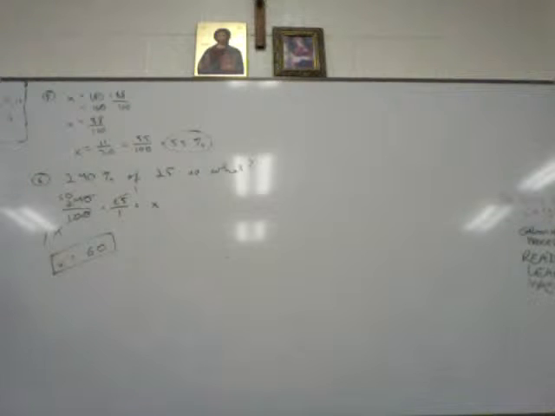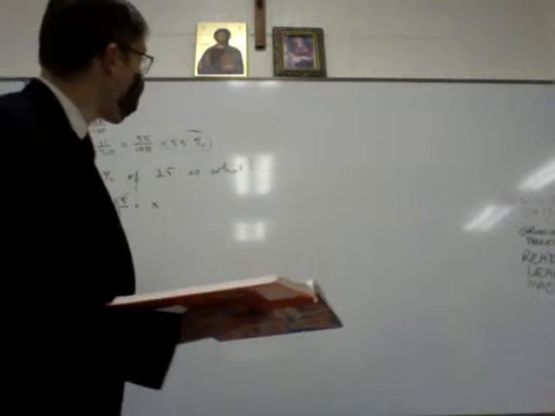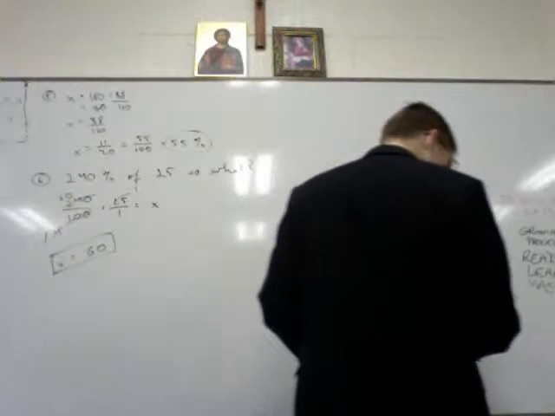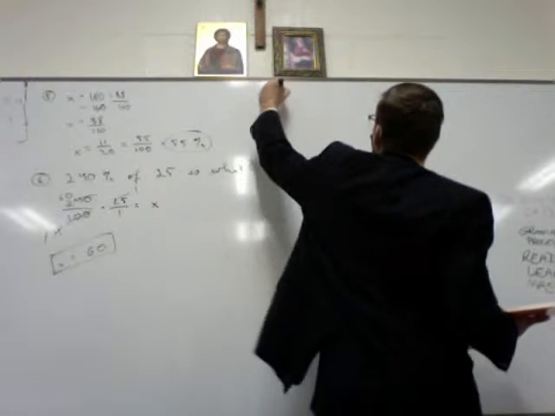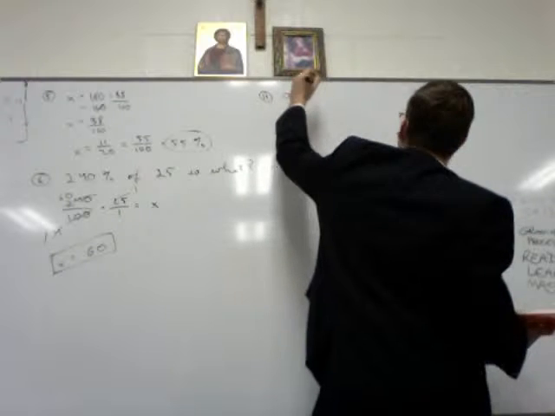Number 11. All right, 11. 0.2p plus 2.2 plus 2.2p equals 4.36. What's the first thing you have to do here? I look at this problem and I see something I hate. What do I hate? Decimals.